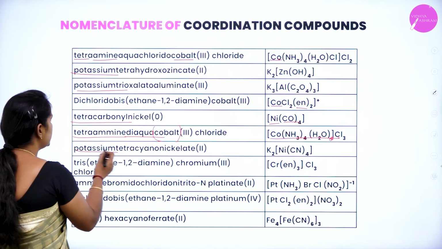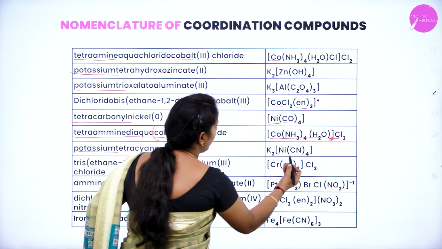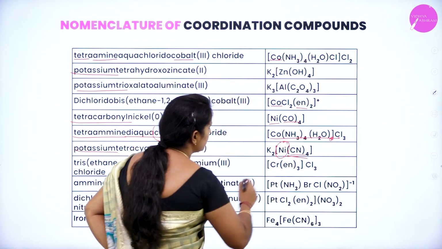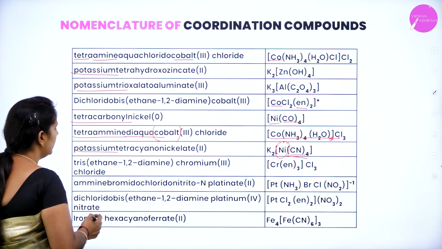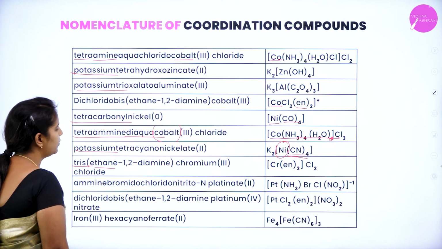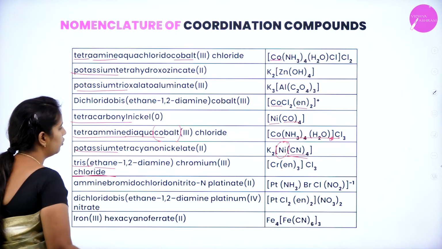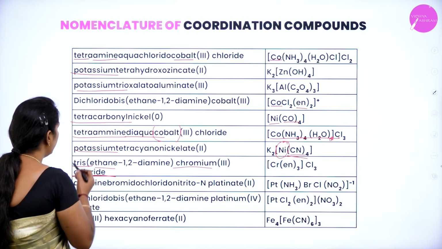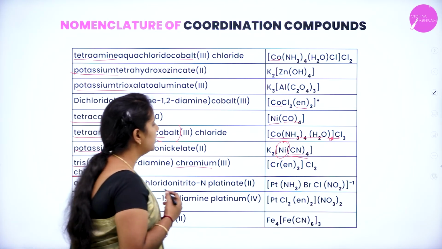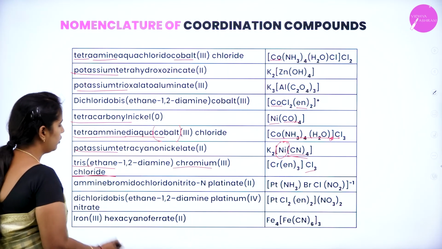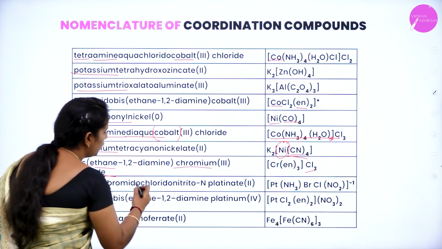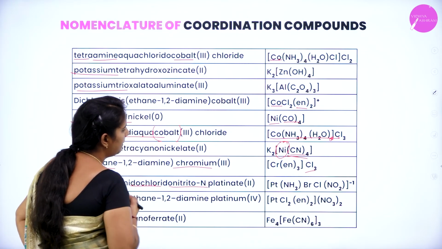And we have one more example, that is potassium tetracyanonickelate(II). Here the potassium is a counter ion, surrounded by 4 CN, that is tetracyano, and this is my central metal atom, that is nickel. We have one more example, tris(ethane-1,2-diamine)chromium(III) chloride. Chromium is the central metal atom surrounded by 3 en, that is ethane-1,2-diamine, and also with 3 chloride ions. Okay, that is chloride.